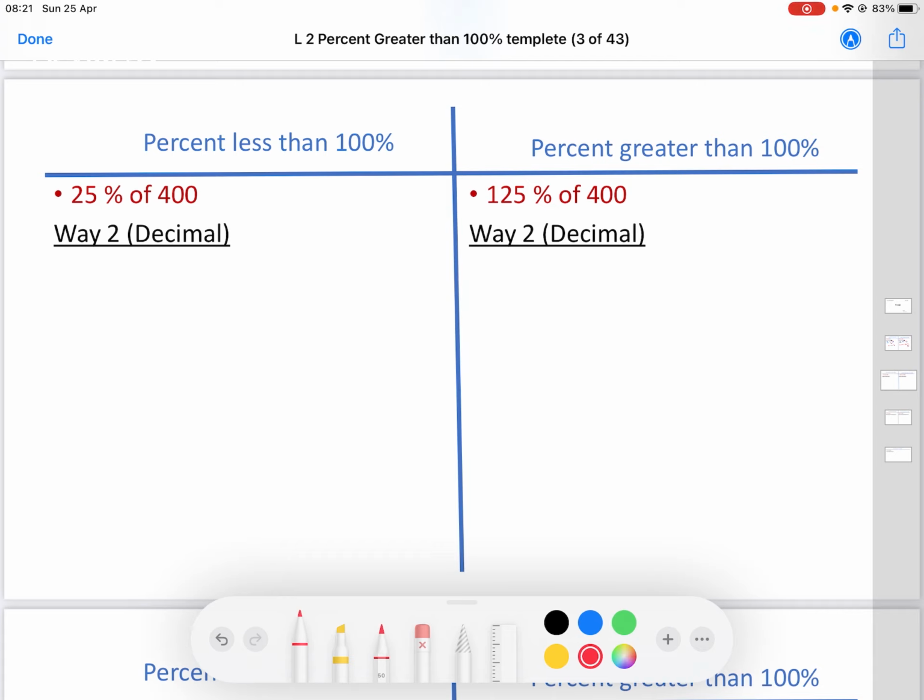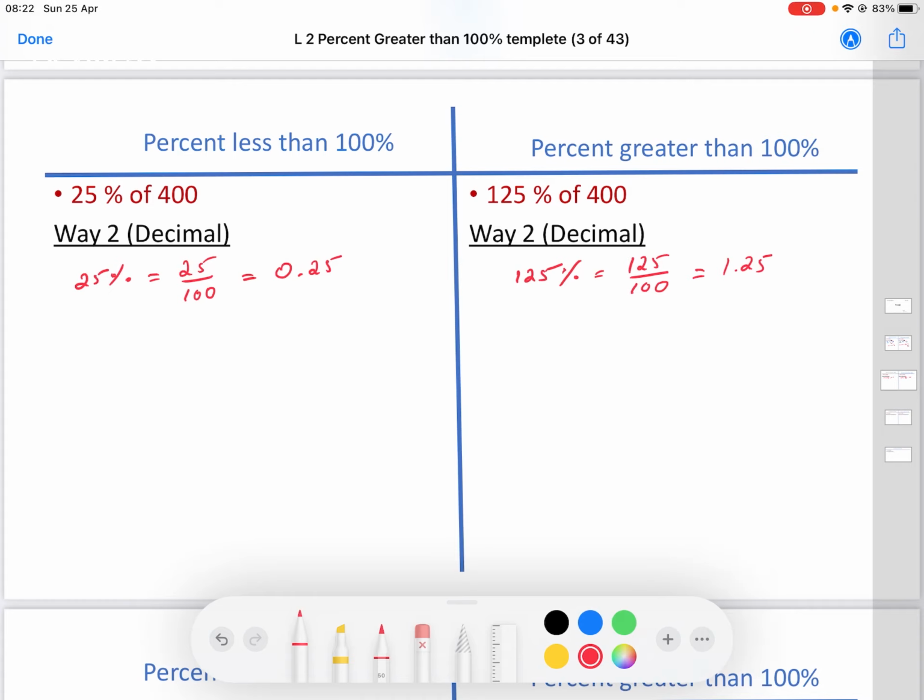Way 2, using decimals. We know that 25% is equal to 25 over 100, which is equal to 0.25 when you write in decimal. Similarly, 125% is equal to 125 over 100, which is equal to 1.25 when you write in decimal.